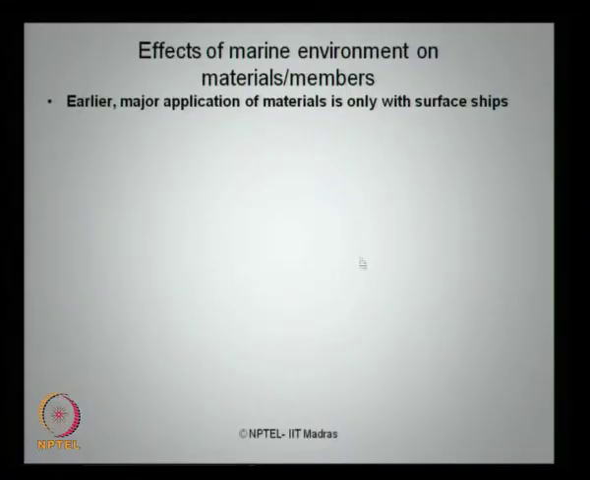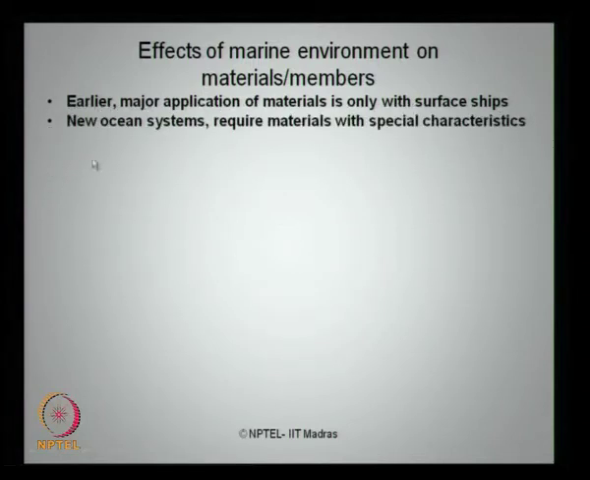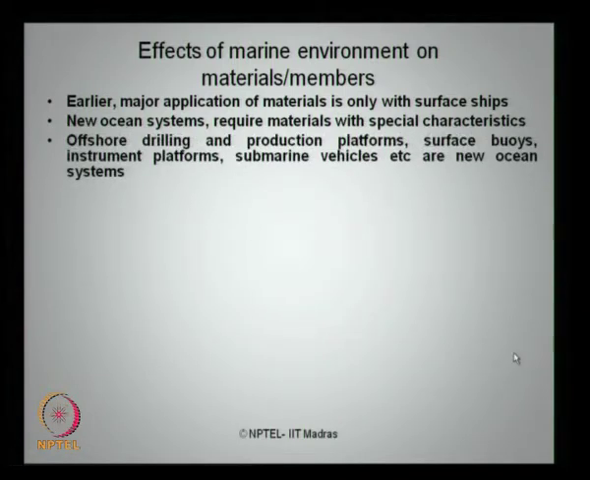Now let us quickly look at the effects of the marine environment on members or materials used for ocean structures. Earlier, the major application of material was only with surface ships. Now the ocean systems require material with special characteristics. Offshore drilling and production platforms, surface buoys, instrumentation platforms, and submarine vehicles are new kinds of ocean systems which demand special characteristics of material which can be applied on them.